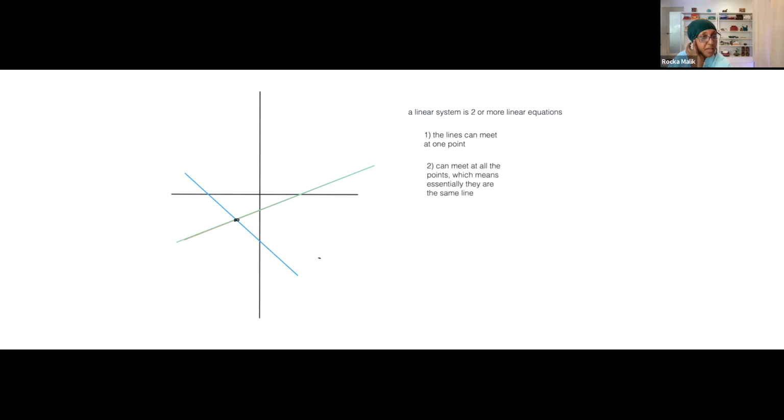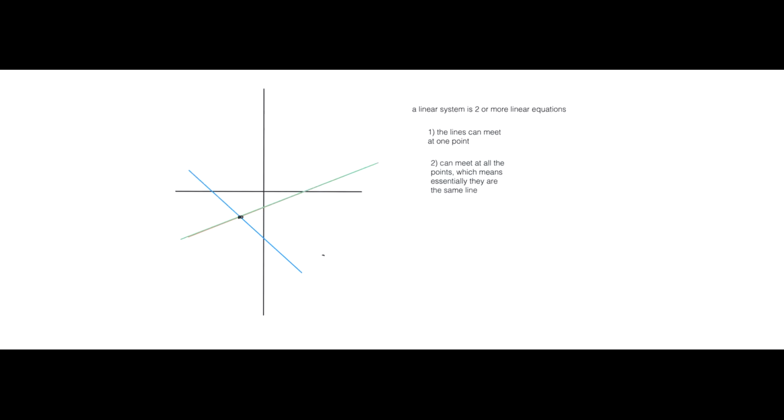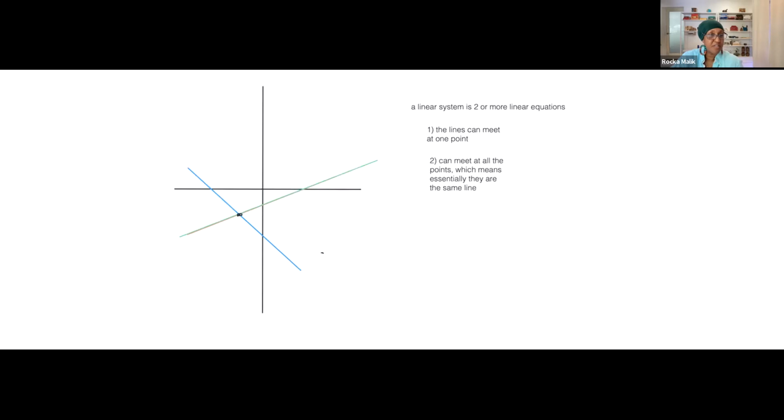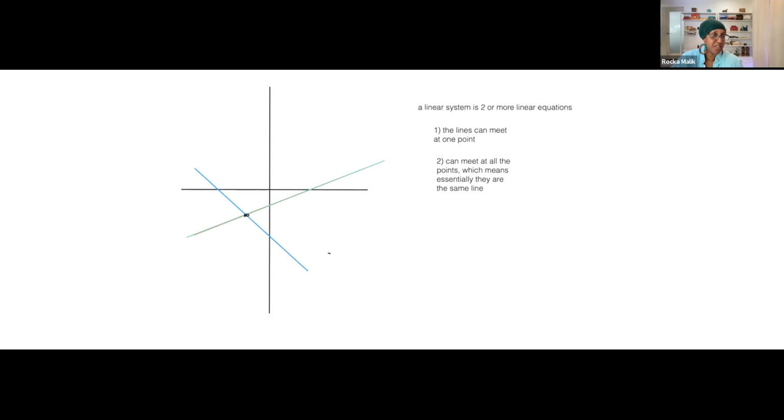What's the third thing you think can happen with the lines? Either they can meet at one point, they can meet at all the points, or what's the third thing you think could happen? They can never meet. They can never meet, right?